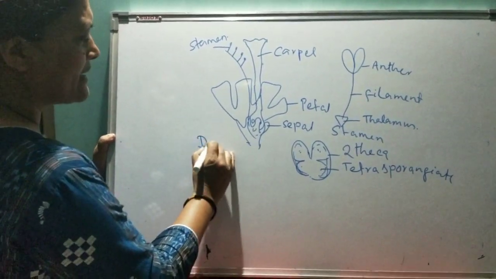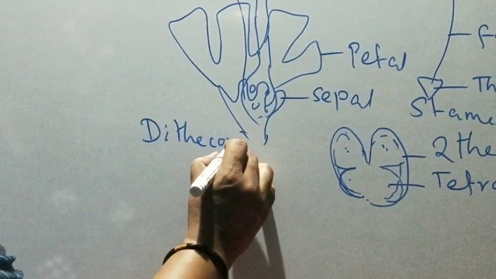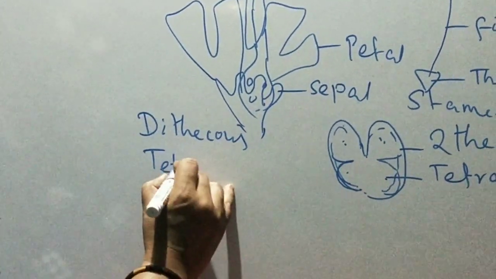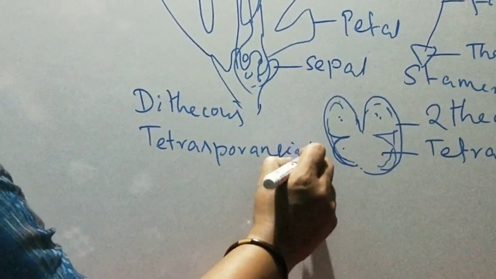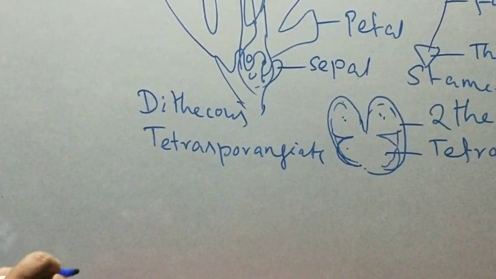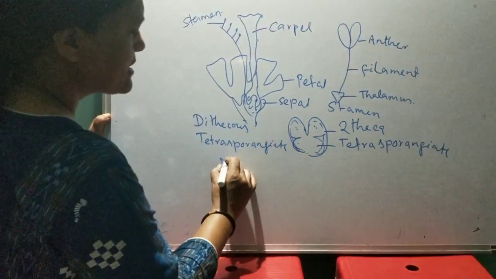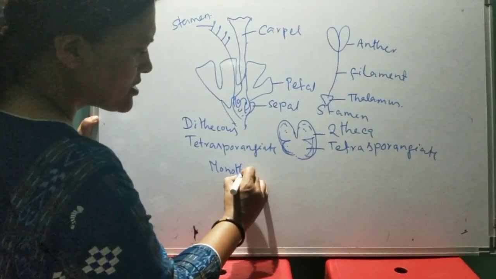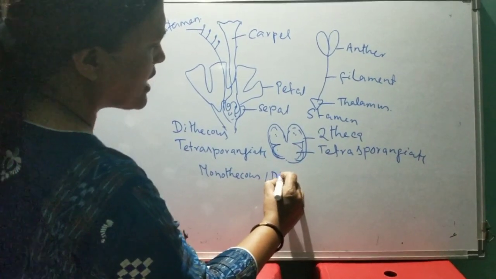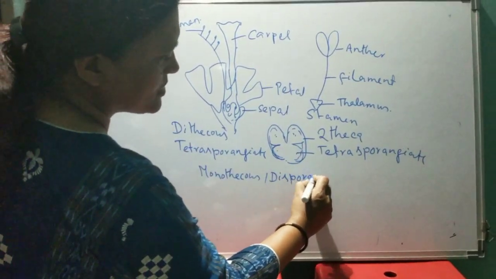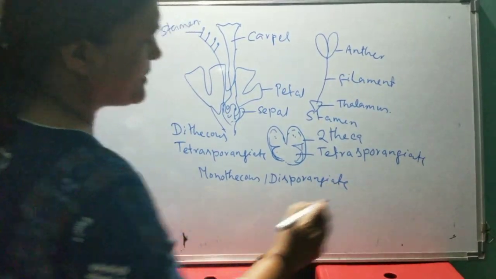So in angiosperms the anther is dithecous and tetrasporangiate. But there is an exception, that is Malvaceae. In Malvaceae, the anther is monothecous and disporangiate type. That is the exception.